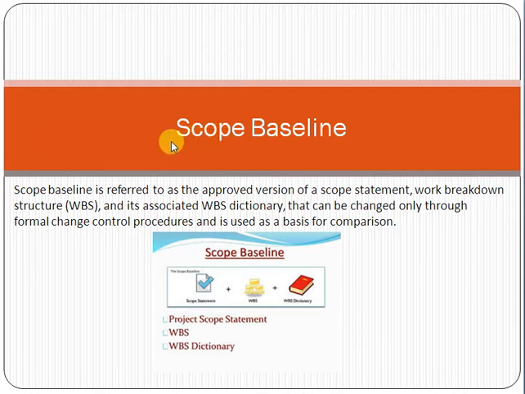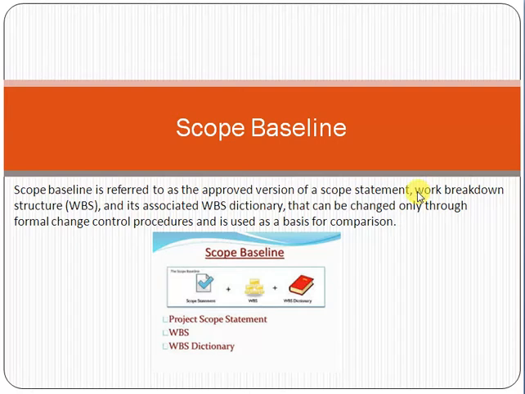So now coming towards scope baseline, the main topic which we are right now discussing. Scope baseline is referred to as the approved version of a scope statement, work breakdown structure, and WBS dictionary that can be changed only through a formal change control procedure and is used as a basis for comparison. Now this was only the definition. Friend, scope baseline basically consists of three things: scope statement, work breakdown structure, and WBS dictionary.